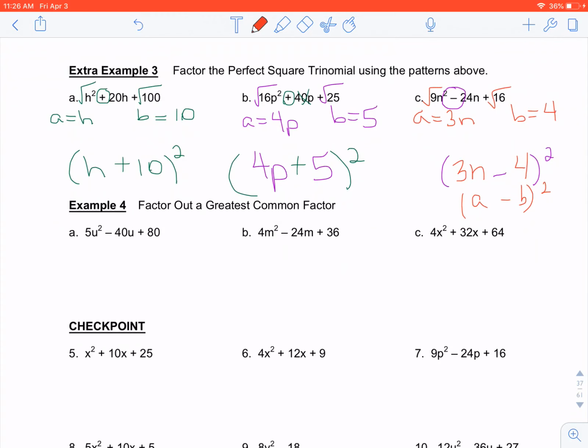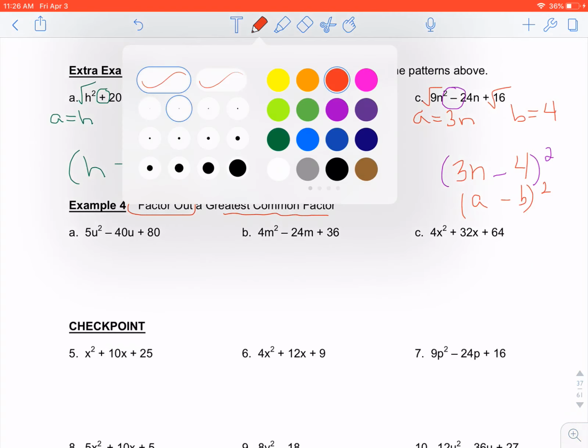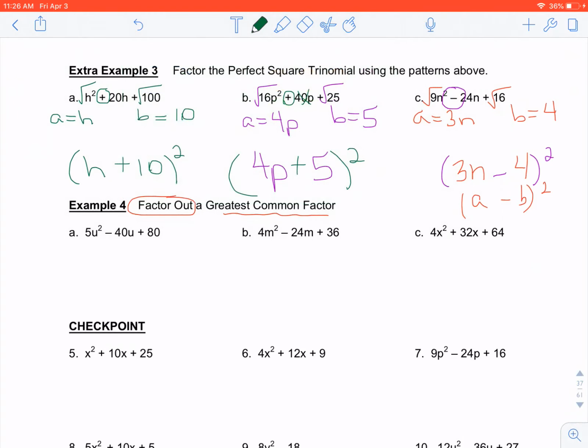All right, we got another example here. Just like we did, we got to factor out a GCF. So first question, what is the GCF? What do they have in common? 5, negative 40, and 80. They're all divisible by 5. Use your calculator. Let that be helpful for you. So this is now 5 on the outside, u squared, minus 8u. 80 divided by 5 is 16. Cross off the first problem because we're ignoring it now.